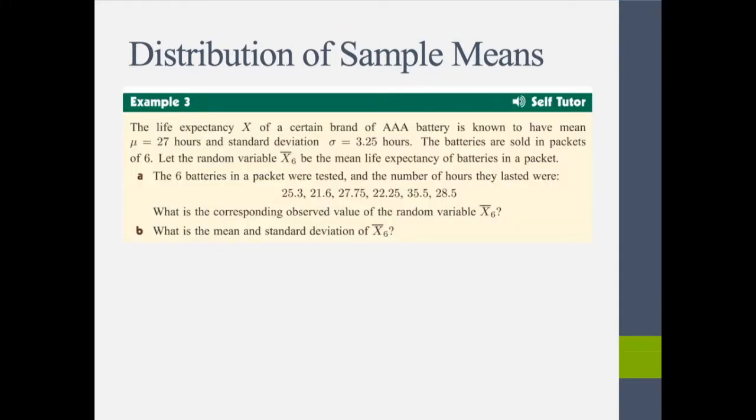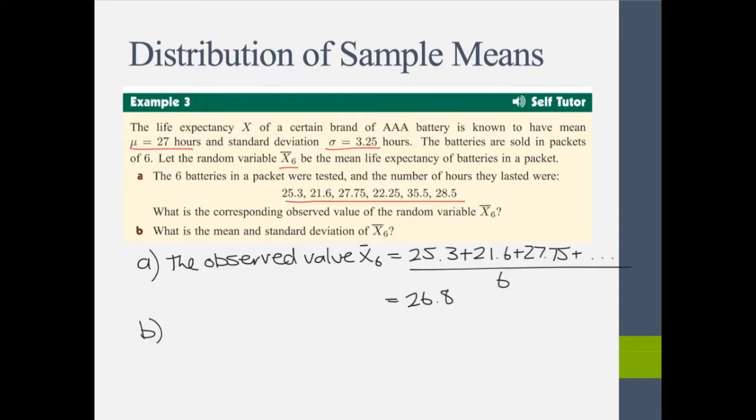So let's look at an example. The life expectancy X of a certain brand of AAA batteries is known to have a mean of 27 hours and a standard deviation of 3.25 hours. The batteries are sold in packets of 6. Let the random variable X bar 6 be the mean life expectancy of the batteries in the packet. Part A says the batteries in a packet were tested and the number of hours they lasted were given. What is the corresponding observed value of the random variable X bar 6?